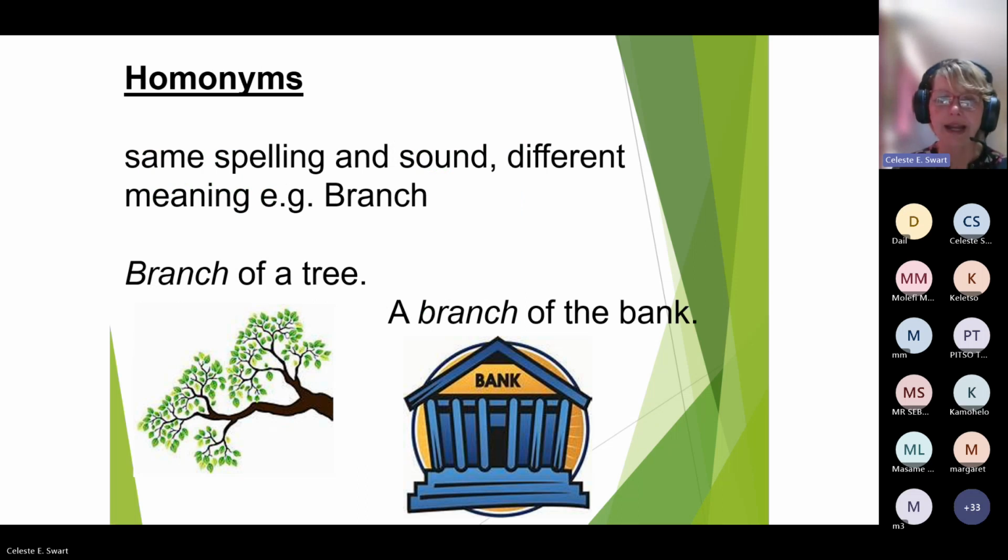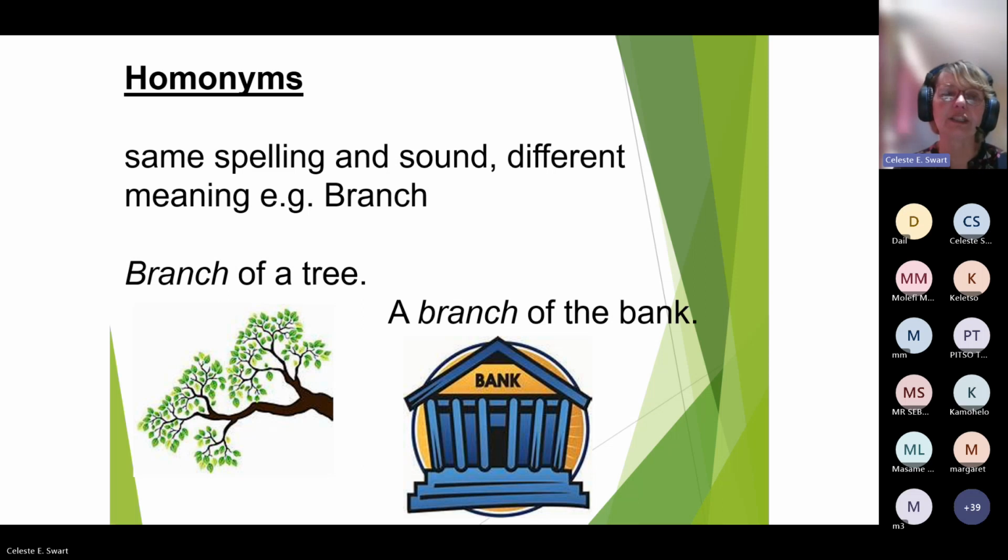Homonyms. Homo means one sound. Now look at this. A homonym has the same spelling and sound, but what do they have? They have a different meaning. So look at this and remember this. Don't get yourself confused. Remember this one. We have the same spelling and the same sound, but a different meaning. So be very careful that if you have words that aren't pronounced the same, they cannot be homonyms.